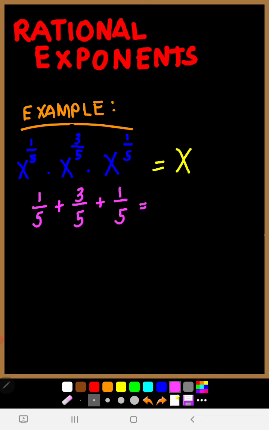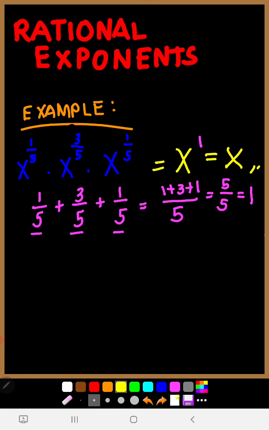So, these are similar fractions. They all have the same denominator of 5. So, you just copy that denominator. And then, you add 1 plus 3 plus 1. 1 plus 3 is 4, plus 1. That is 5. 5 over 5, which is equal to 1. So, therefore, our exponent will be 1. Or, this will be just equal to x. And that is your final answer.